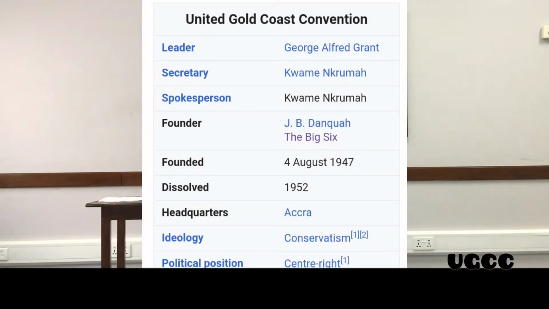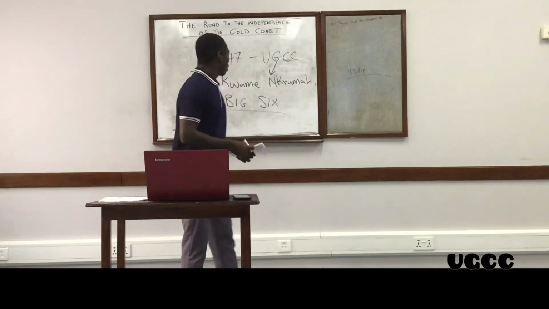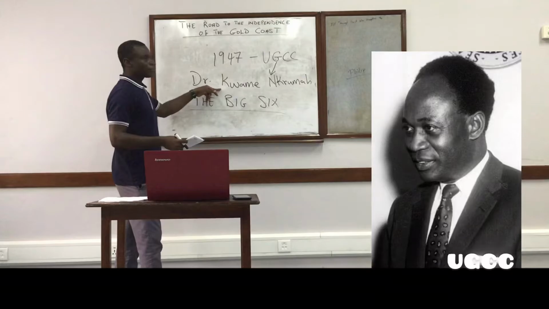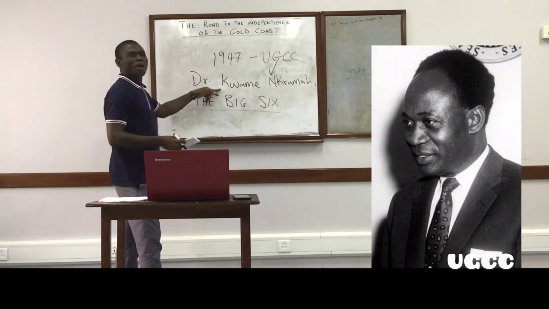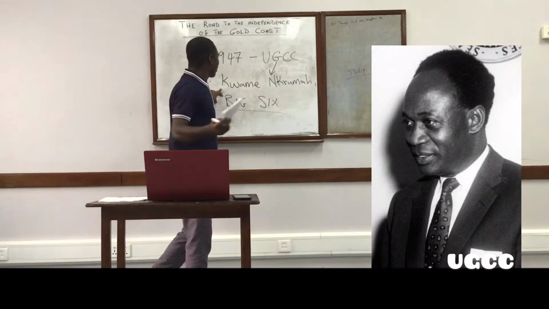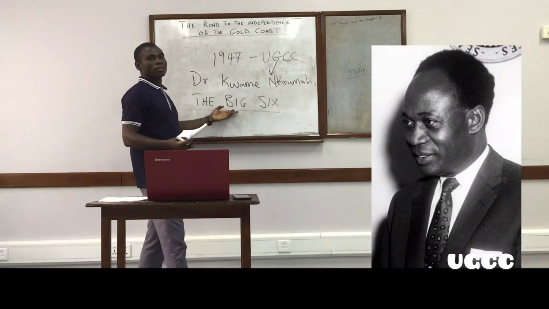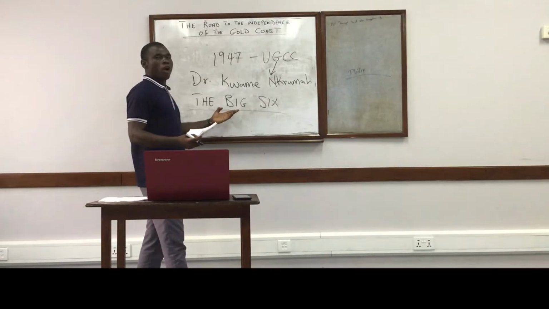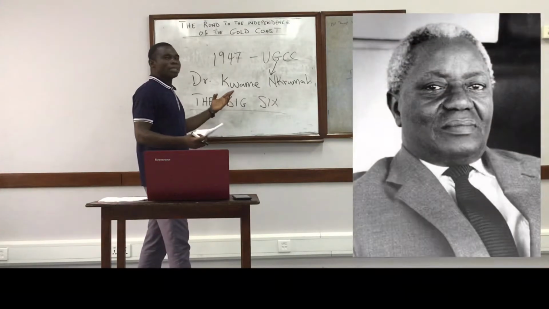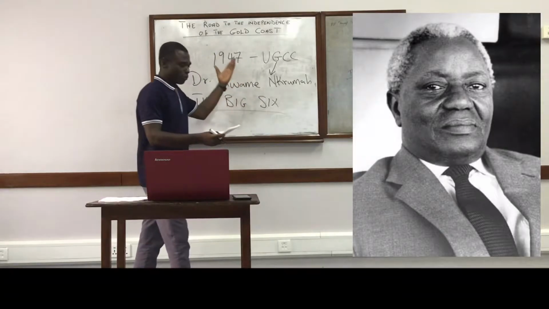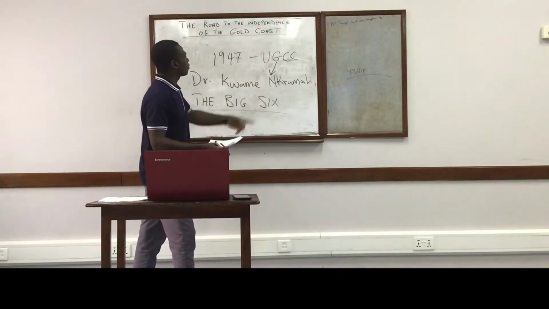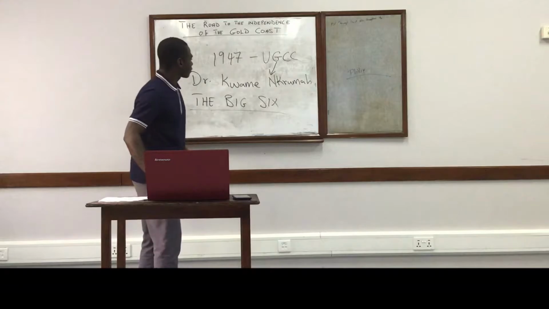So the UGCC was running in a normal way, but Dr. Nkrumah's objectives were somehow different from the other members of the UGCC, that is Edward Kufuor, J.B. Danquah, and other members of the Big Six. So from 1947, we go to 1948.